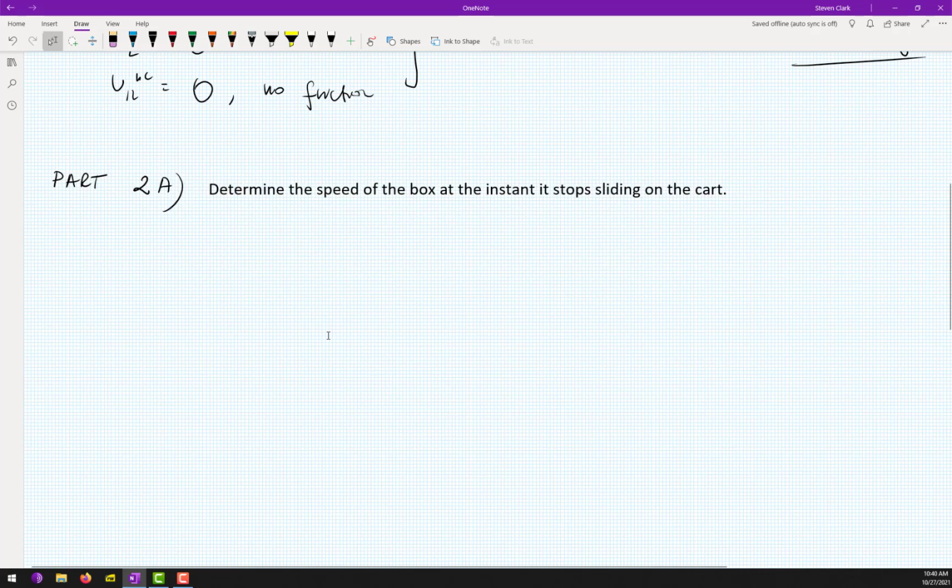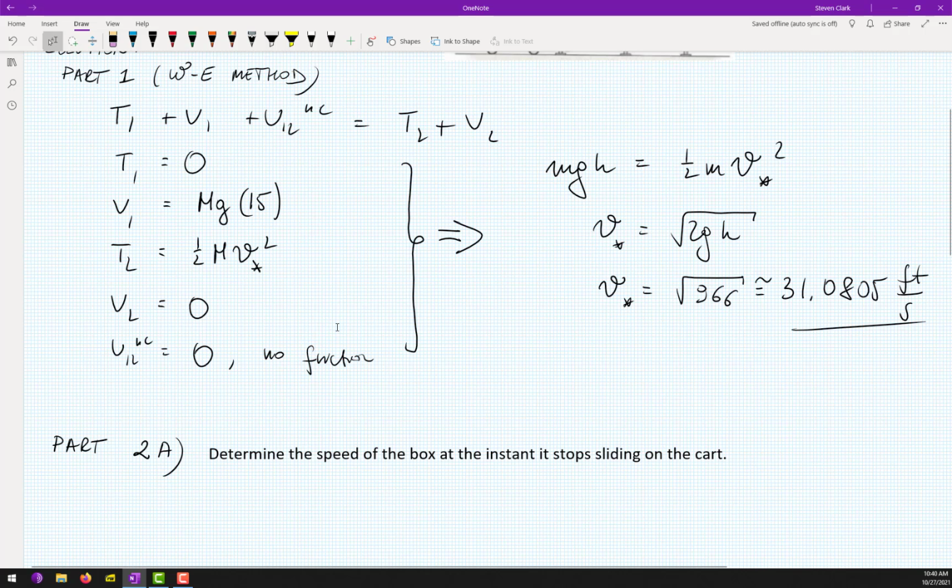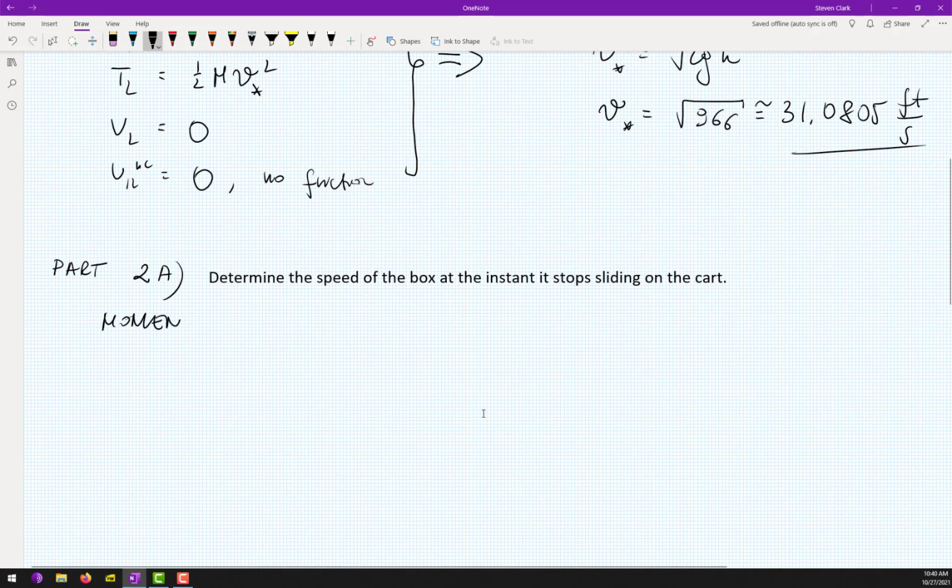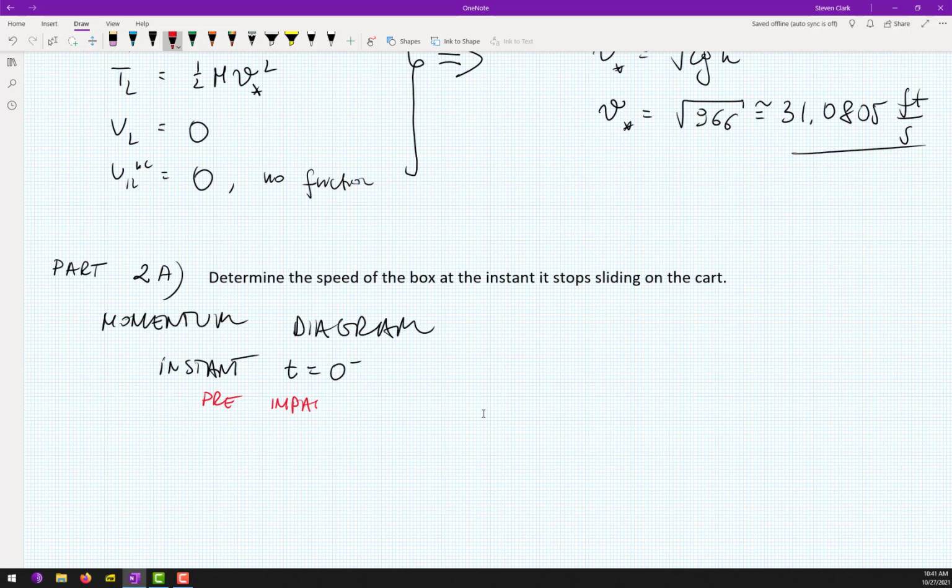So now we can go to part A of our problem. I will start with momentum diagrams again. Okay, momentum diagram. We will just do the instant T0, which will be pre-impact. I would like to also see what happens during the impact, and I would also like to know what happens after the impact, post-impact. So at the beginning we will have our cart, and our particle will be here.